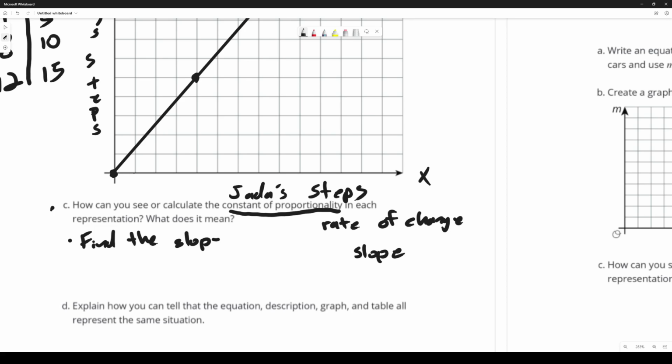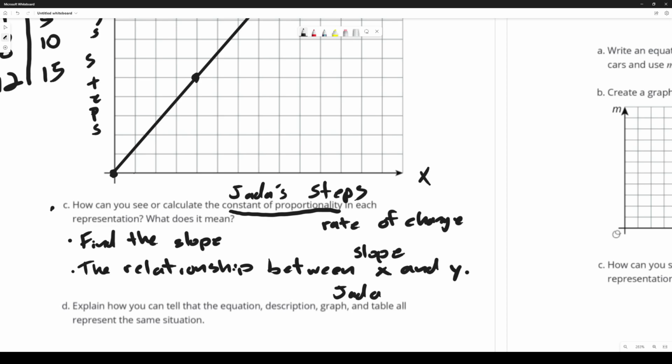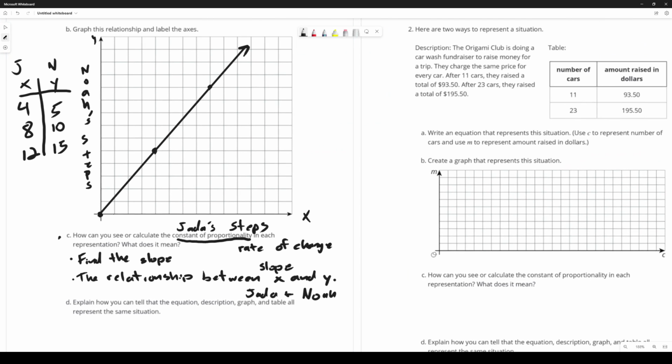And then it's asking, what does it mean? What it means is it's describing the relationship between x and y. Another way of putting that is the relationship between Jada and Noah. Because remember, Jada is my x value, Noah is my y value. All right, then take a look at D. See if you can answer D on your own, and then we'll review it when we get back.